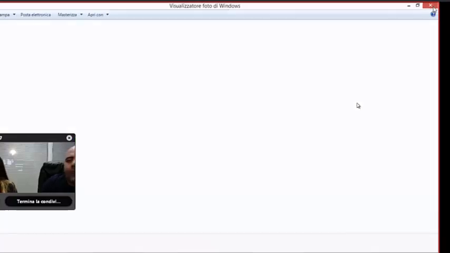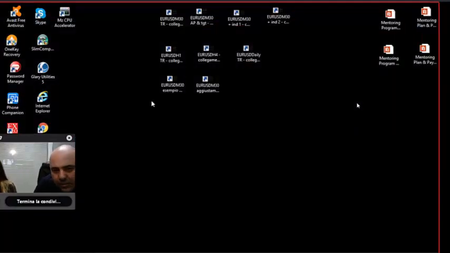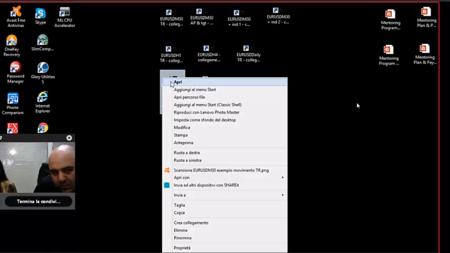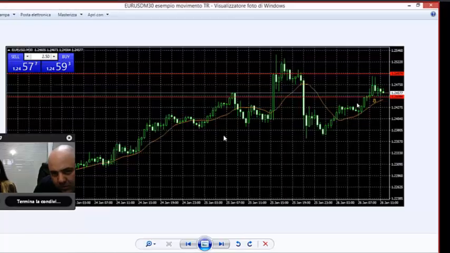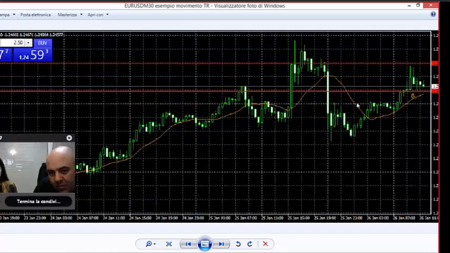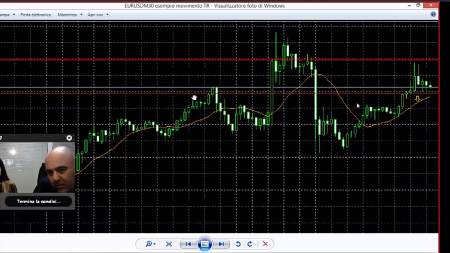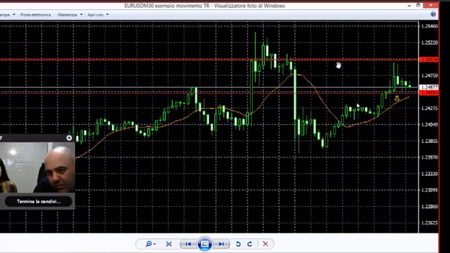Well, another example of how to use the grid is if we are square. This is a 30 minutes. As you can see, the red line is no longer on the grid.